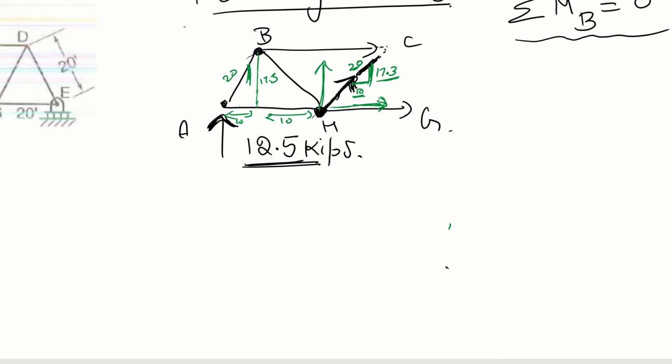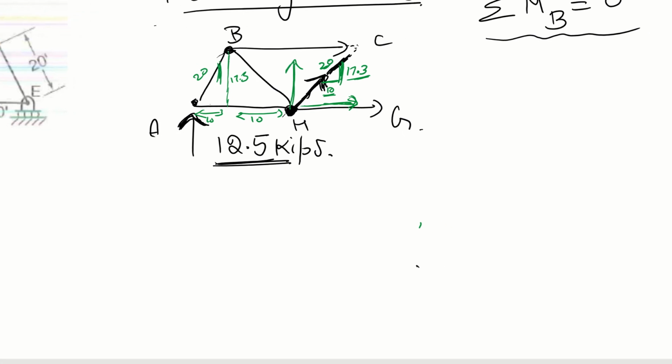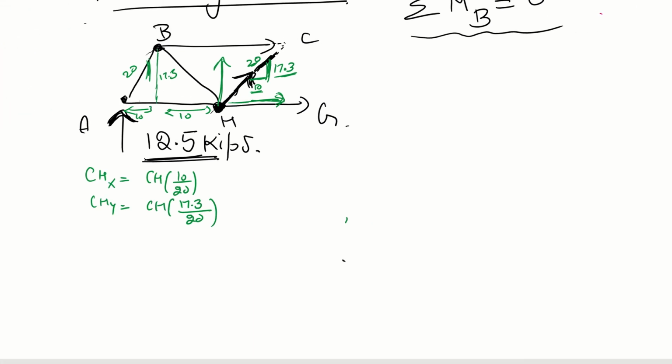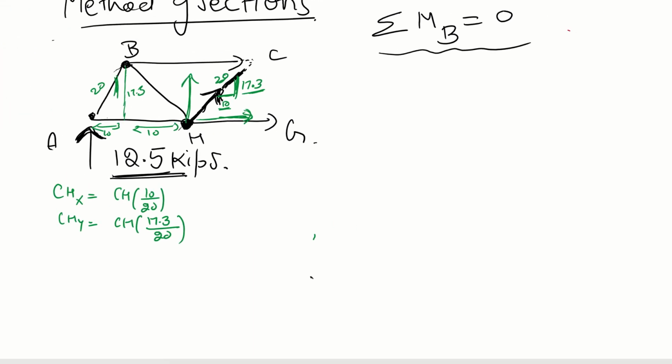Now let's write down the value of CHX, which is equal to CH times 10 over 20, and CHY is equal to CH times 17.3 over 20. And now let's write down the equation about point B. A is trying to rotate it in the clockwise direction. Anything clockwise we take as negative.